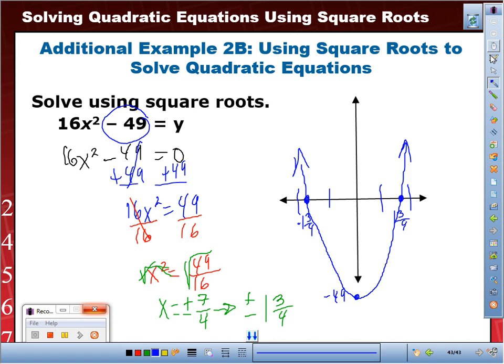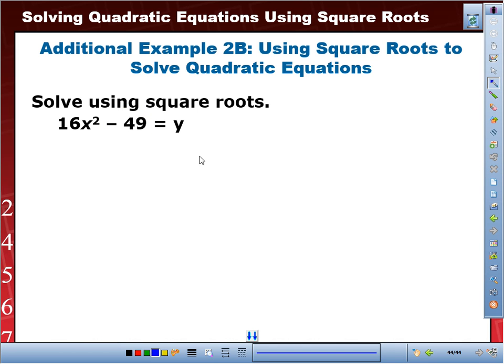So, for homework tonight, homework is found on page 569, and it's basically all practice of this. Okay? So, enjoy your homework.